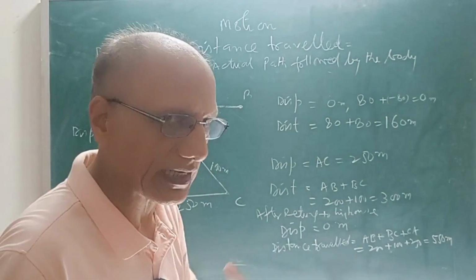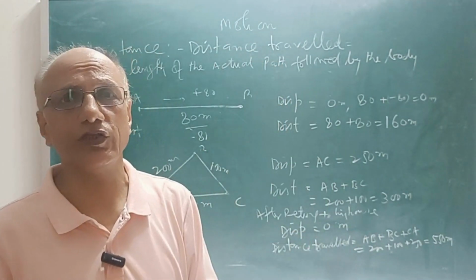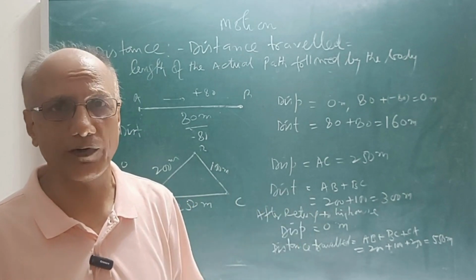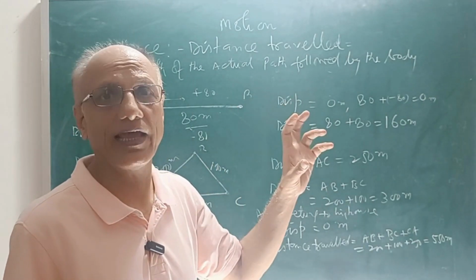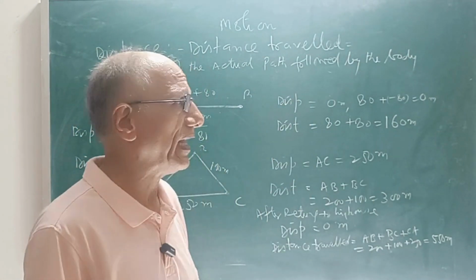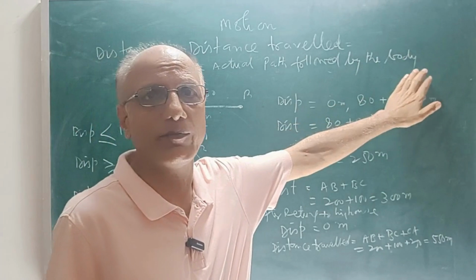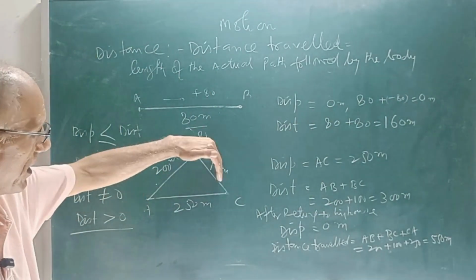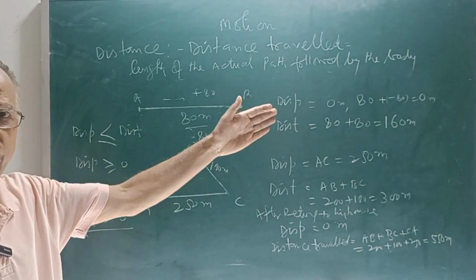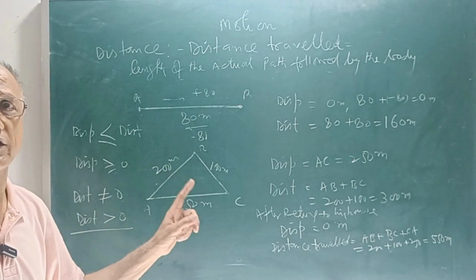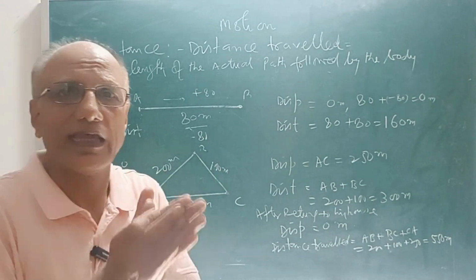So we can just recapitulate. Displacement is the change in position in due course of time by a body, and distance is referred to as distance traveled, and that is the length of the actual path followed by the body. Wherever he goes, we will sum those distances, and that will be the distance traveled. And from which position to which position he is going, the distance between these two positions is the displacement.